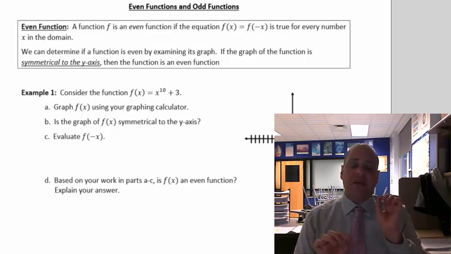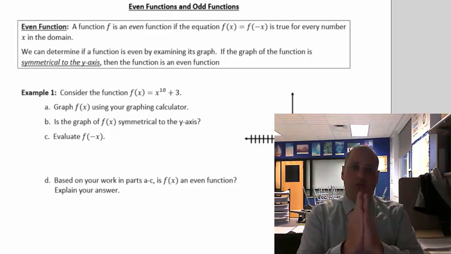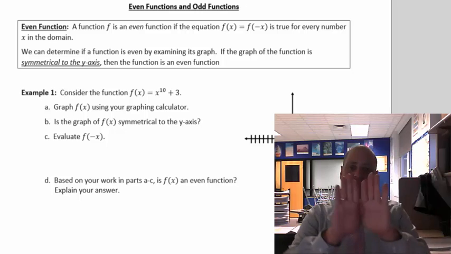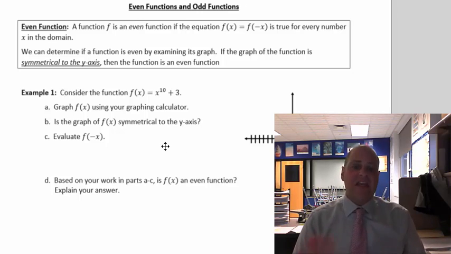If a function is symmetrical to the y-axis, you guys know what symmetry is, right? Folds and lands on itself. If a graph is symmetrical to the y-axis, meaning you could fold on the y-axis and the graph lands right on itself, then we have an even function. Very simple. So that's the easiest way to tell. If you can graph it, easy.